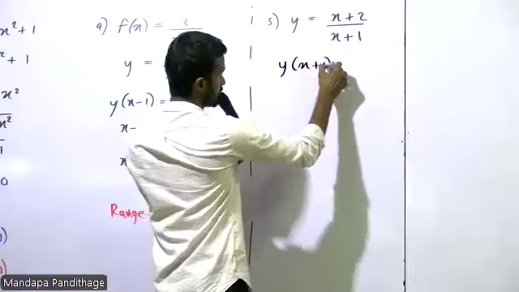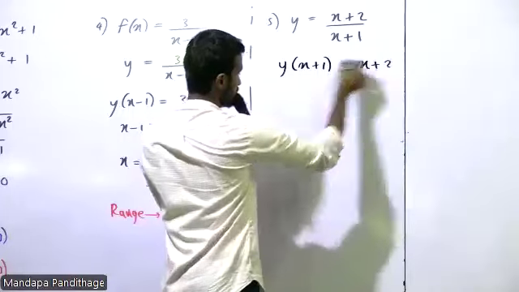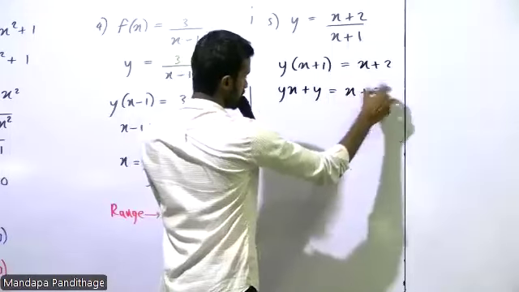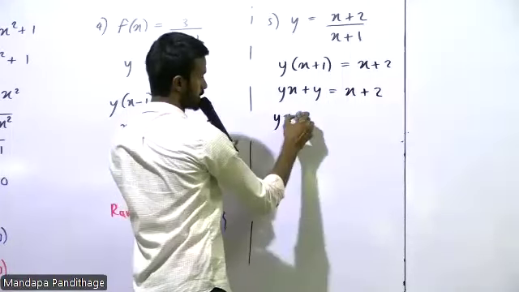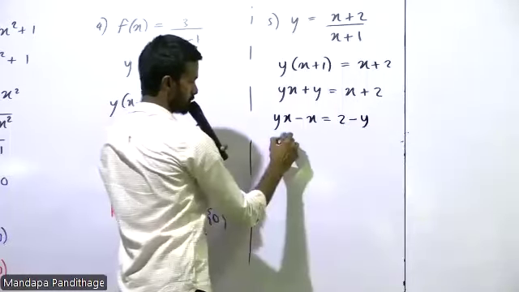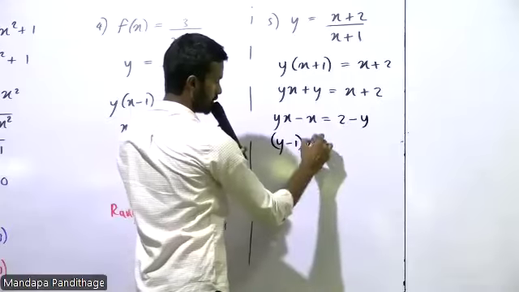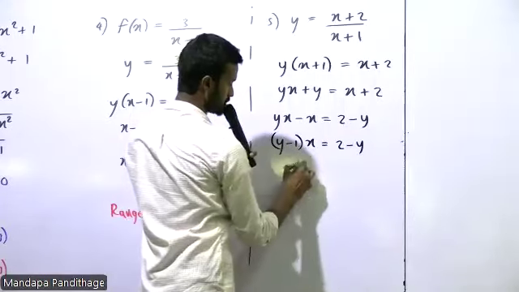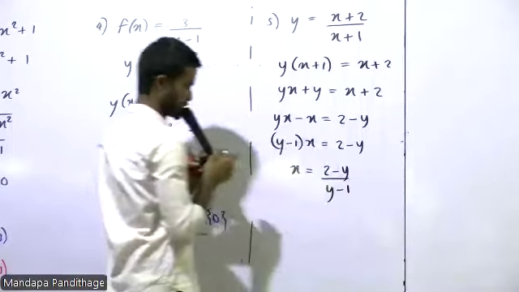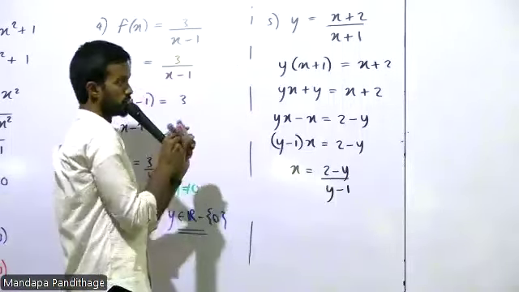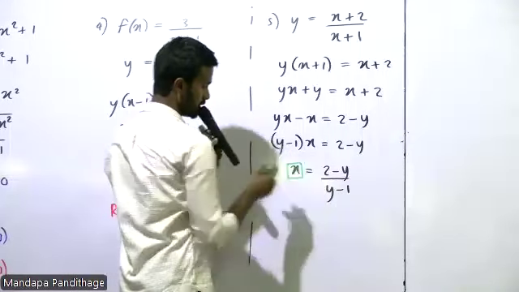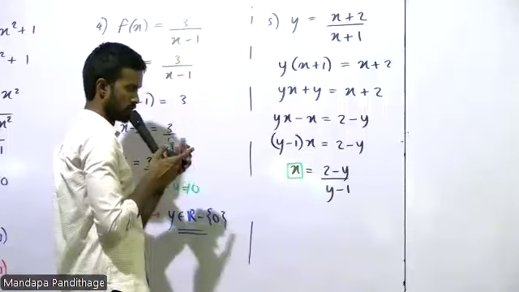So how to subject x here? Cross multiply and take all the x terms to one side. So it's yx plus y. Take all the x terms to one side. yx minus x is equal to 2 minus y. So (y minus 1) into x is equal to 2 minus y. When you subject x, it's 2 minus y over y minus 1.